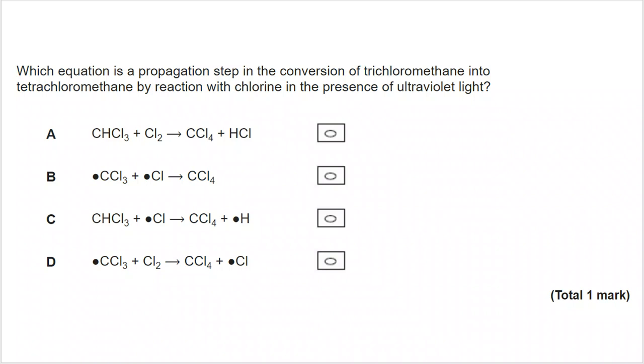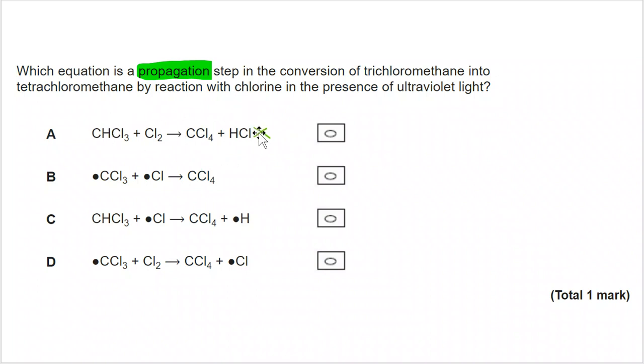Okay, and for this then, we are looking at part of a wider mechanism. Which equation is a propagation step in the conversion of trichloromethane into tetrachloromethane by reaction with chlorine in the presence of ultraviolet light? So we want propagation. So let's have a look at if that narrows this down at all. Well, it's certainly not A. A is not a mechanistic step.